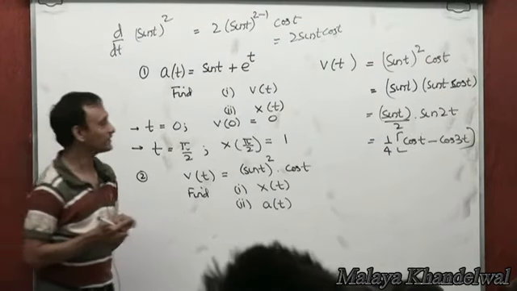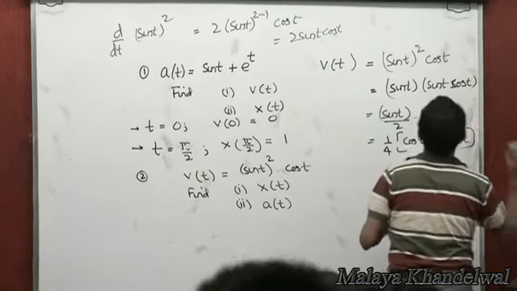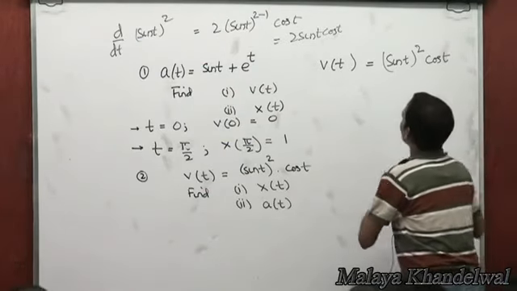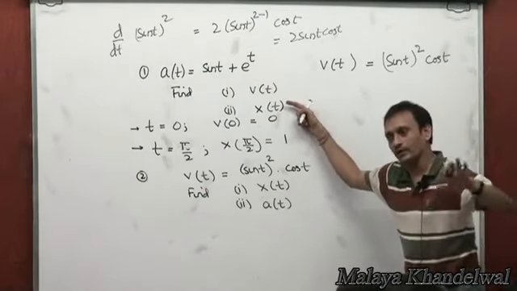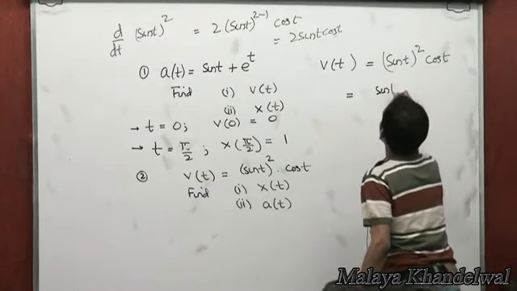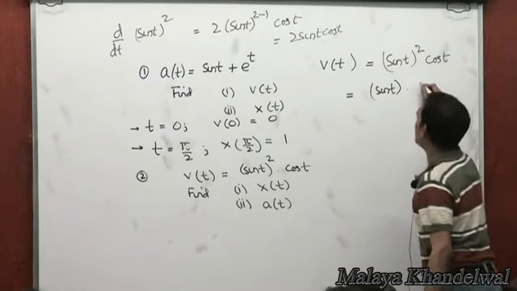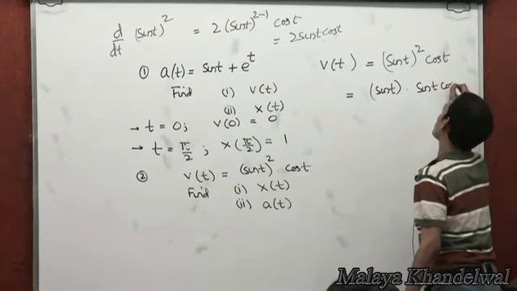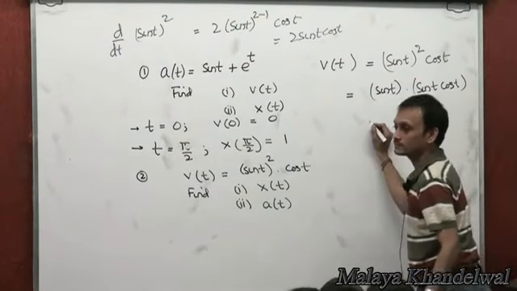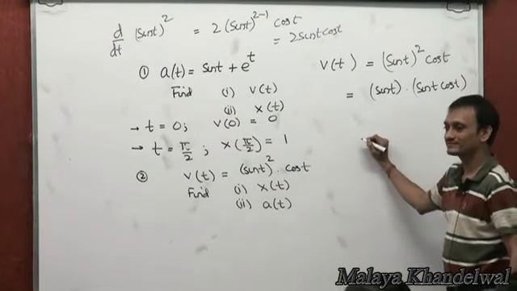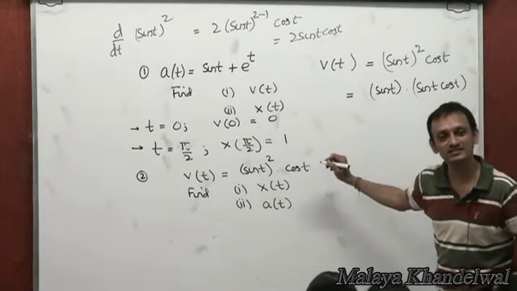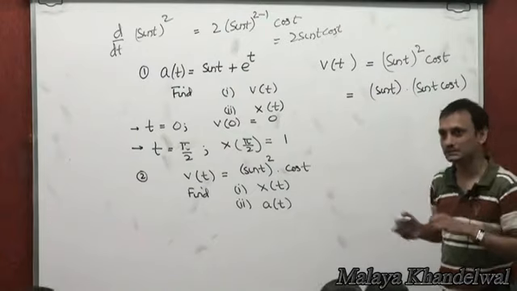No, you didn't understand? I'll explain again. Okay, did you understand what I did? But it makes sense to understand this also. This sin square t is sin t into sin t cos t. Alright? So now I understand. The rest have understood everything?